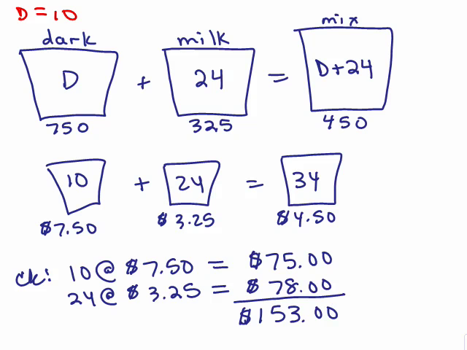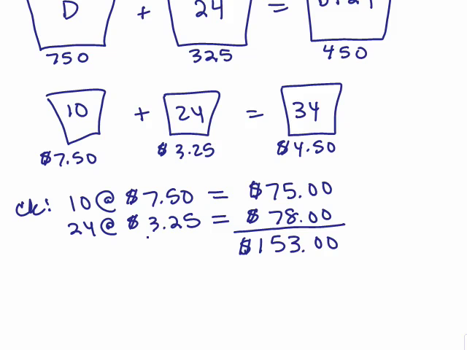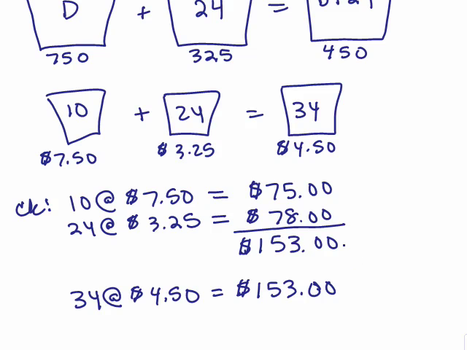Is that the same as buying all 34 pounds pre-mixed at $4.50 a pound? So you have to put that into the calculator. You have to do 34 times $4.50 a pound, and that gives you $153. So that's what you've got to check. It works out either way.